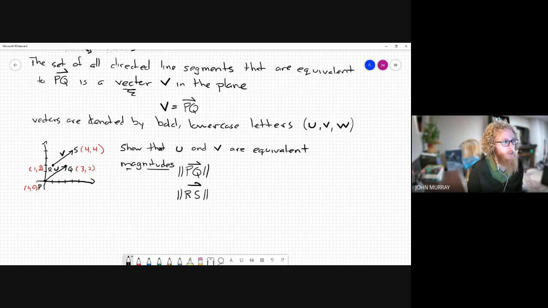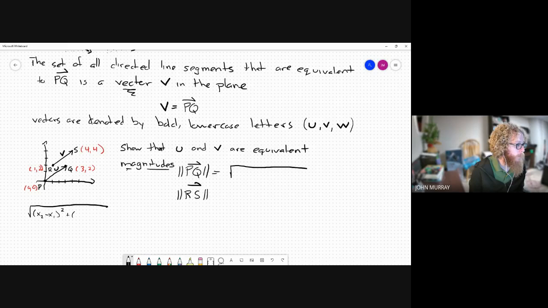So here the P is first, then Q, and we follow the arrow in that direction. We start at P, and the arrow goes to Q. We start at R, the arrow goes to S. For PQ, we're going to set up our distance formula. If you don't remember it... all right, that is our distance formula.